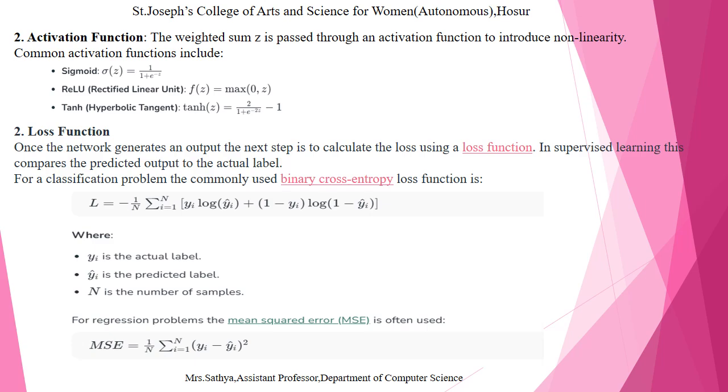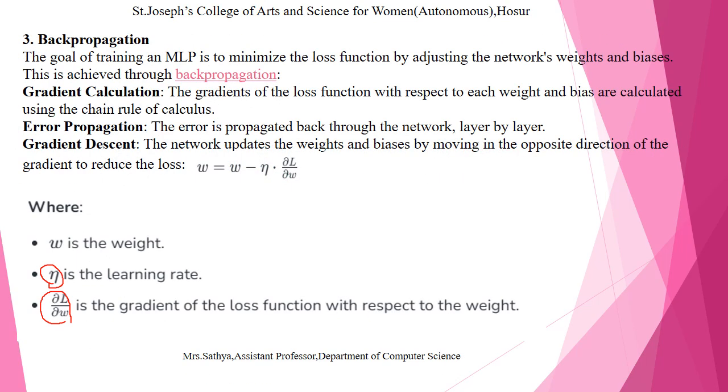Next is back propagation. Why do we use back propagation here? It is used for the gradient calculation. The goal of training an MLP is to minimize the loss function by adjusting the network's weights and biases, and this is achieved through back propagation. The gradients of the loss function with respect to each weight and bias are calculated using the chain rule of calculus.